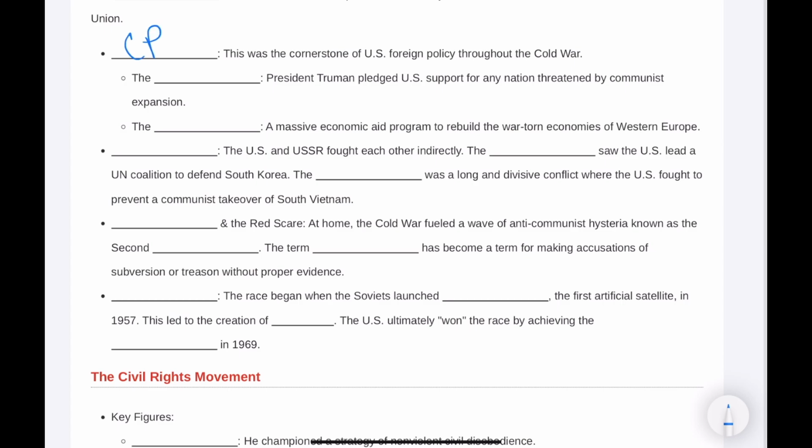Containment policy. And blank, President Truman pledged the U.S. support for any nation threatened by communist expansion. This was the Truman Doctrine. And here we have the blank, which is a massive economic aid program to rebuild the war-torn economies of Western Europe. This was the Marshall Plan.